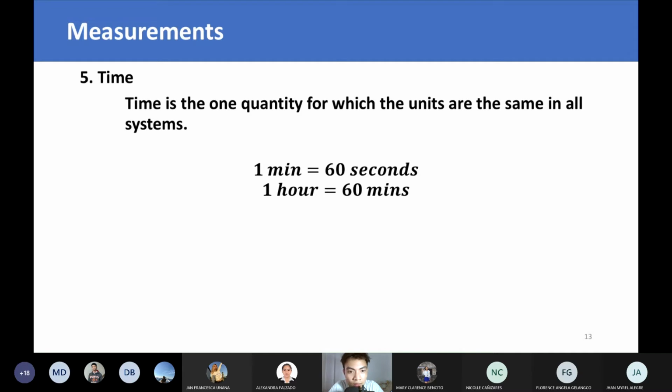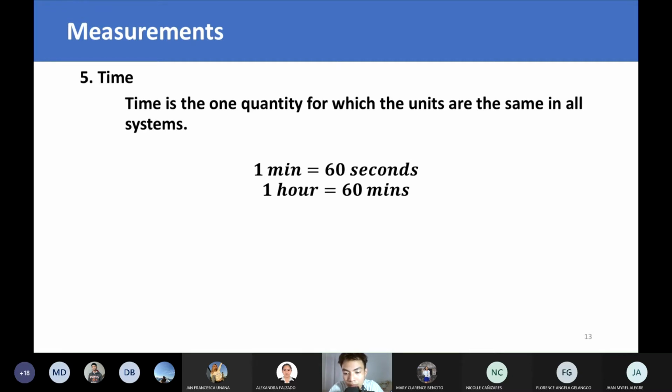So, yung time, regardless of what measurement system are you using, iisa lang yan. So, kung imperial period yan, pwedeng metric period o kaya SI period. So, iisa yung ginamit sa time. Nagkasundo na lang sila na yan yung time.